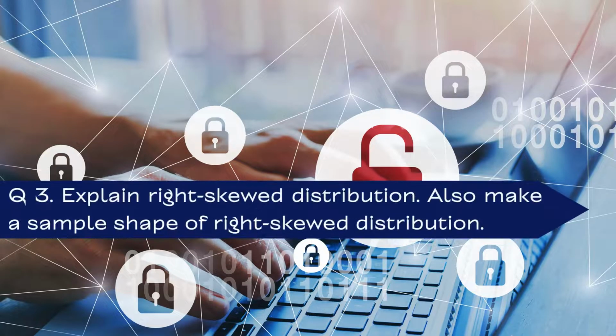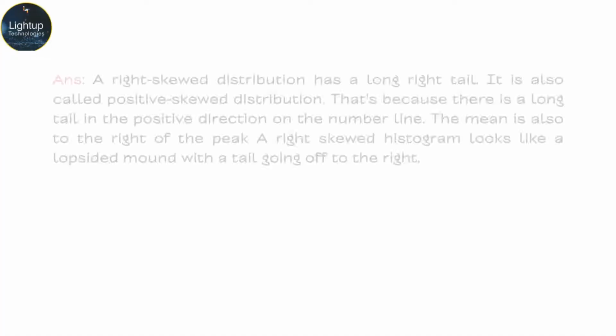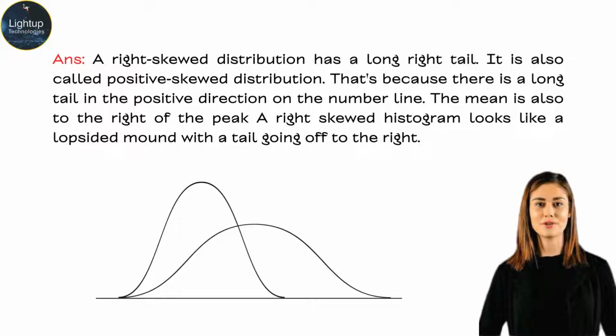Explain right-skewed distribution. Also make a sample shape of right-skewed distribution. Answer. A right-skewed distribution has a long right tail. It is also called positive skewed distribution.